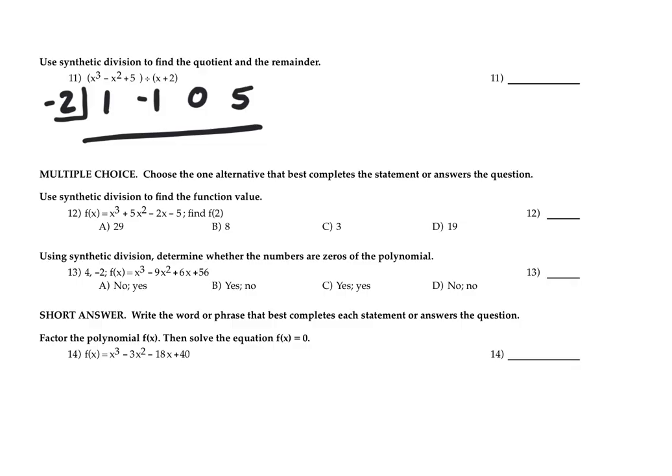And then on this one, when you write your answer out, you just have to write it with whatever the polynomial is with the remainder, if there's a remainder. If there's no remainder, then you don't need a remainder.